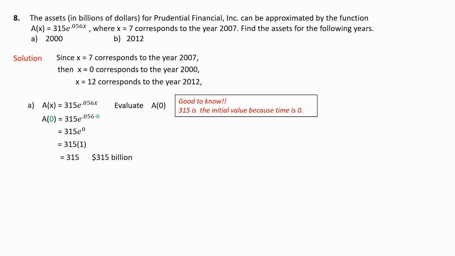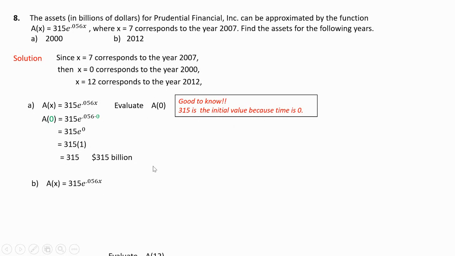Now for the B part, again, good to know: 315 is the initial value because the time is 0. On some of these problems, the initial value will always be before any time starts, which is 315 here. This is crucial for some problems on the homework and also from previous exams.